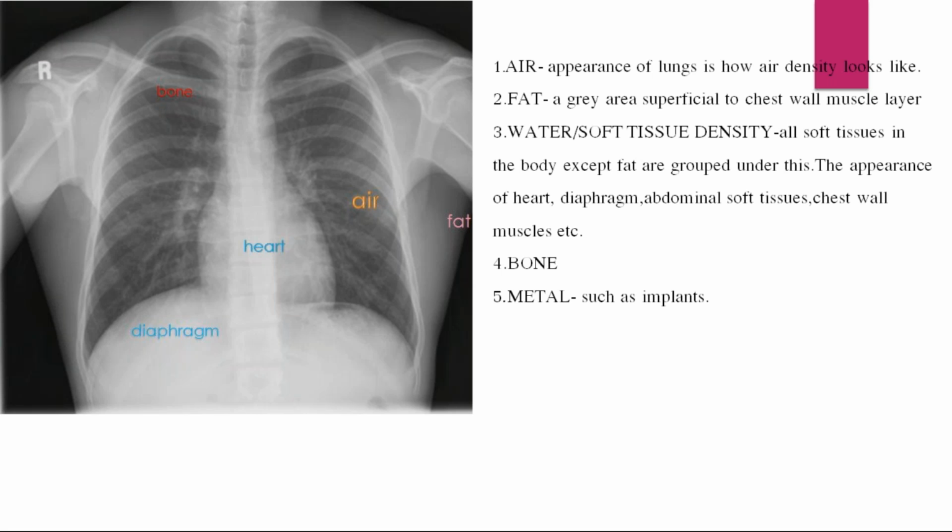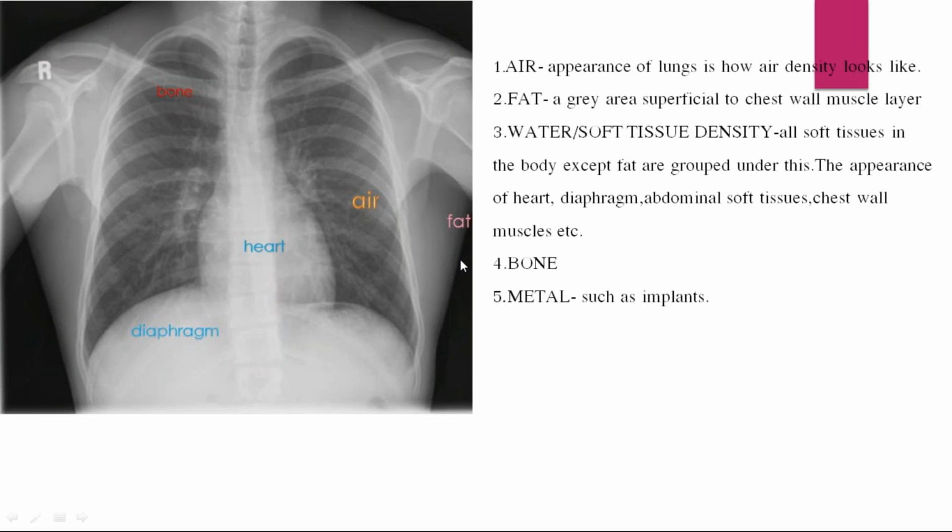Like in this radiograph, we will be seeing air. This is the air. The appearance of lungs is how air density looks. This is the air density, and these are the clavicles, and this is the bone density, and this is the heart. This is a soft tissue density: heart, diaphragm, and abdominal soft tissues and chest wall muscles. These are the soft tissue densities.